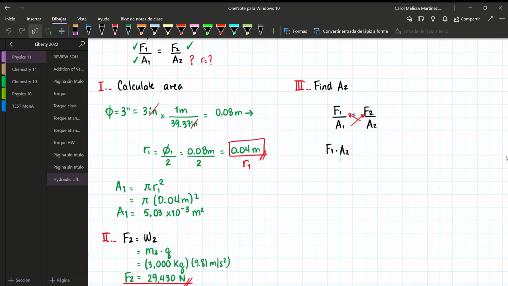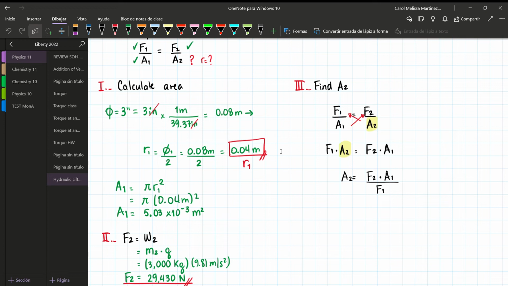Okay, I want to know area 2. So force 1, that is multiplying, is gonna go to the other side to divide. This one is multiplying, it's gonna go to the other side to divide. Okay, so my area 2 therefore is gonna be equal to force 2 times area 1 divided by force 1. And all I do now is substitution of your given.